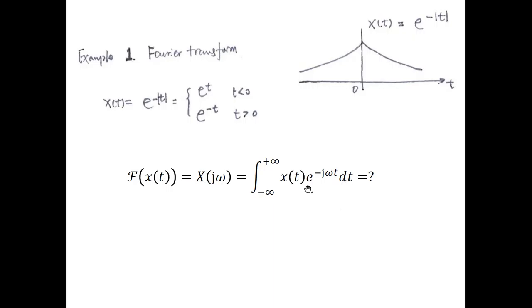Right. Now let me repeat it, why it's exponential t. Because when t is less than zero, the absolute value becomes minus t. And we have two minus signs which cancel each other.